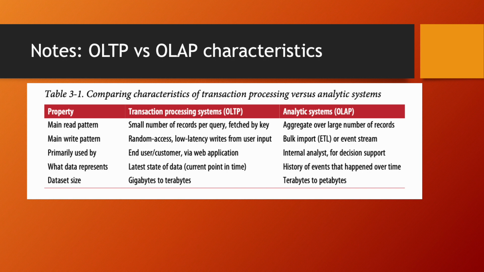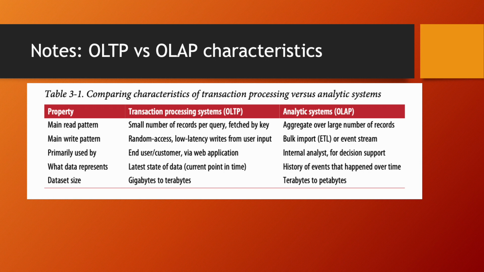The second property is the write pattern. In OLTP, generally it's random access, low latency writes from user input. In OLAP, generally the write patterns include bulk import, that is ETL or event stream. The third property is usage. OLTP systems are typically used by end users or customers via web applications. OLAP systems are generally used by internal analysts for decision support.